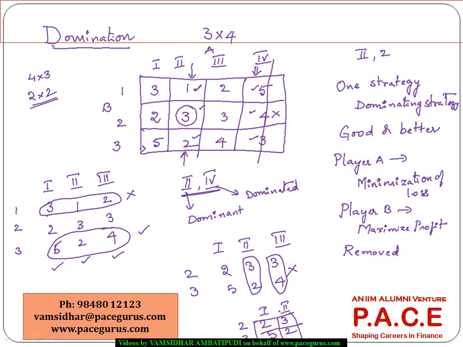Now out of which one A will choose, which one B will choose? We have to really come out with a mechanism, right? In some cases there is an easy way to choose. In some cases it's not an easy way to choose. But the first step in the identification process is to identify these kinds of dominating strategies, right?